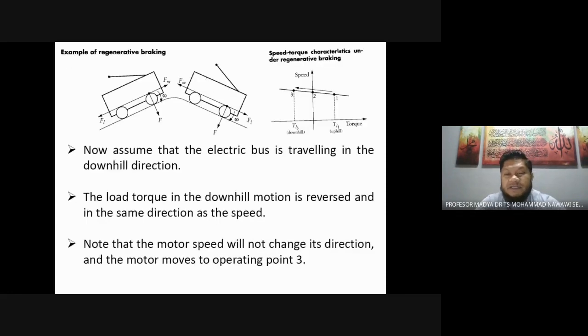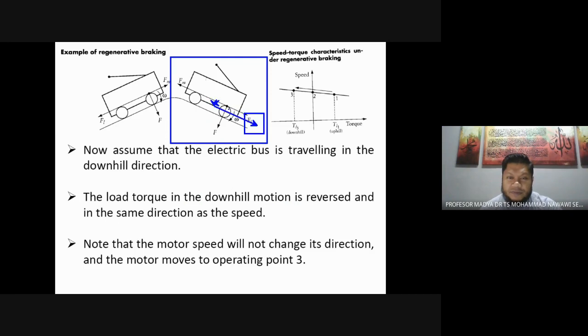Now, assume that the electric bus is traveling in the downhill direction. So now let's focus on this. Good. The load torque in the downhill motion is reversed, and in the same direction as the speed. Look at that. Same direction as the speed. So you have a torque in that direction, torque L, and you also have omega in that direction as well. They're moving in the same direction. Okay, so that is that point here.